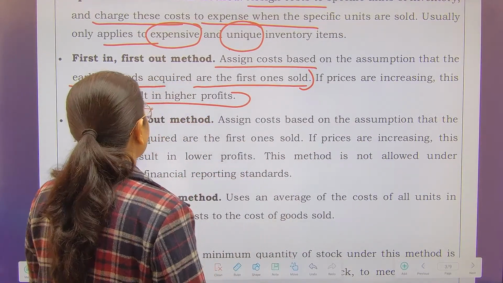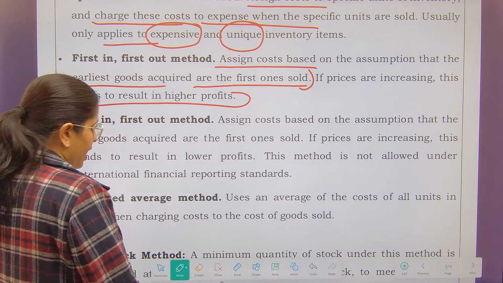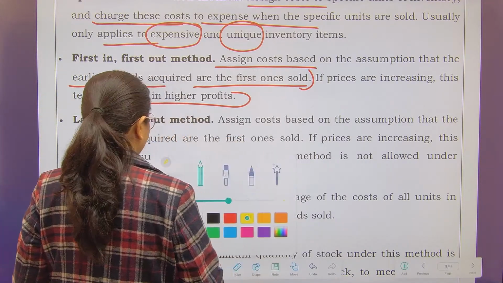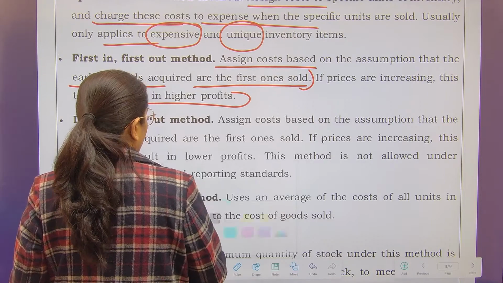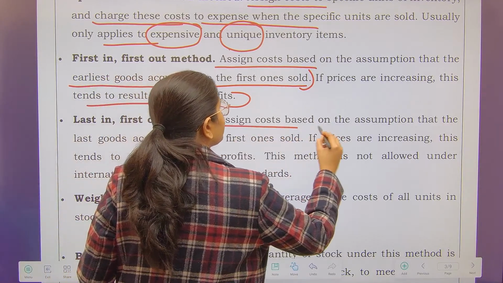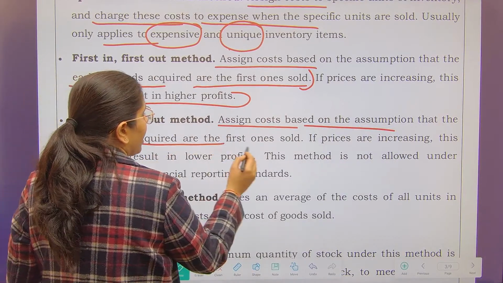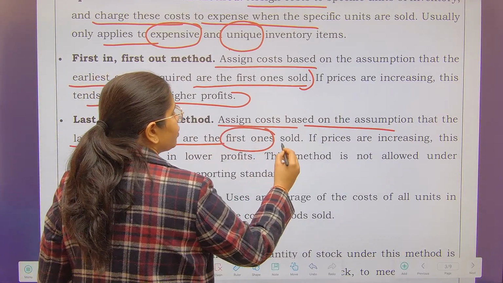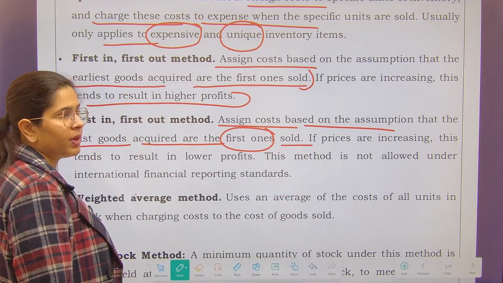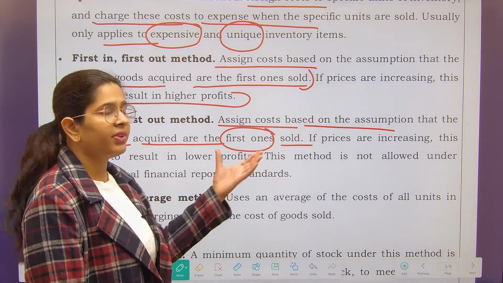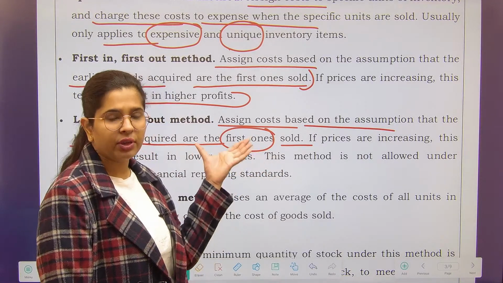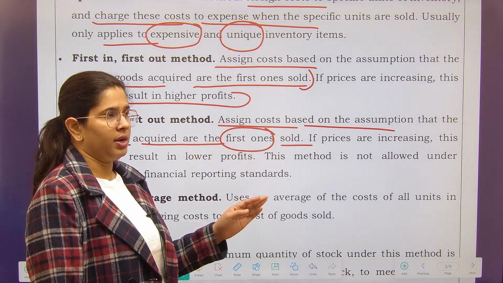What does the last in first out method say? That it assigns cost based on the assumption that the last goods acquired are the first ones which will be sold or consumed. If we are talking about finished goods, then they are saying last in, first sold.